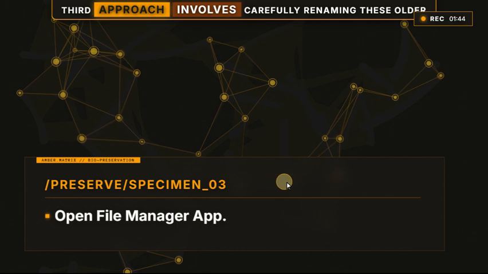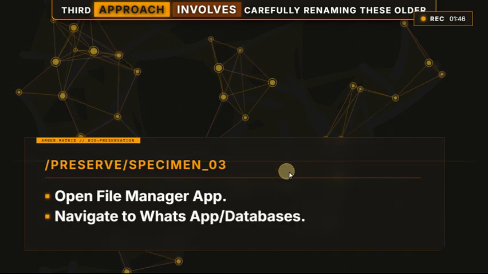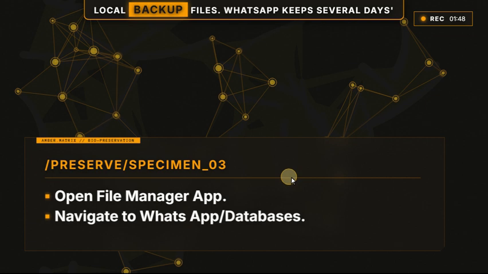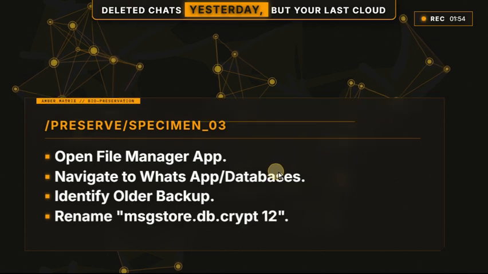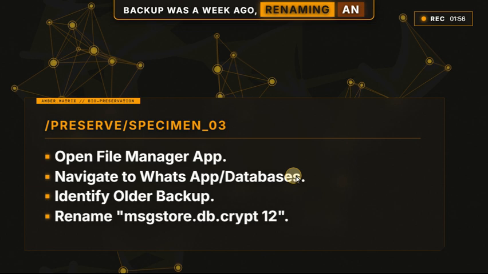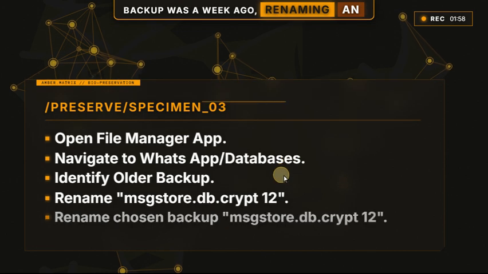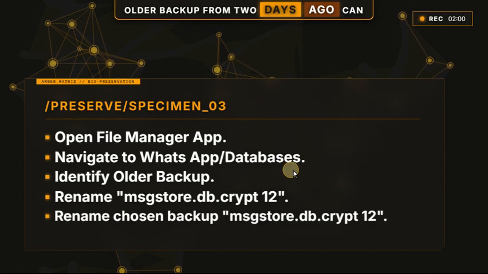Our third approach involves carefully renaming these older local backup files. WhatsApp keeps several days' worth of local backups. If you accidentally deleted chats yesterday, but your last cloud backup was a week ago, renaming an older backup from 2 days ago can be your savior.